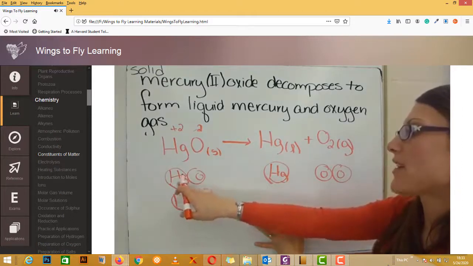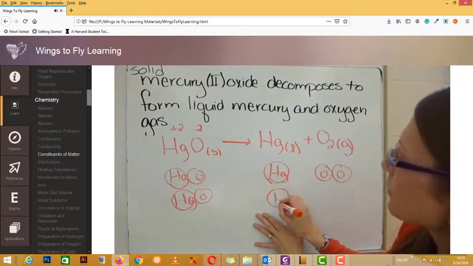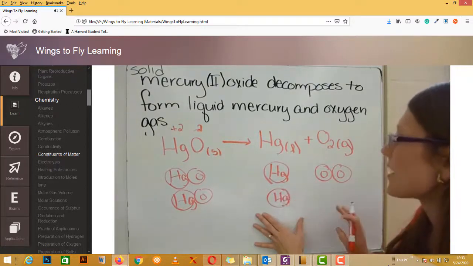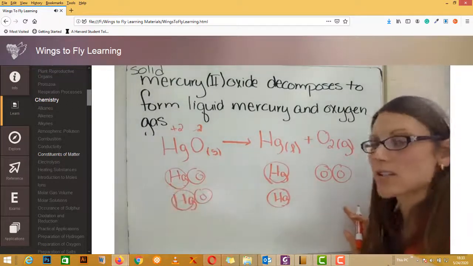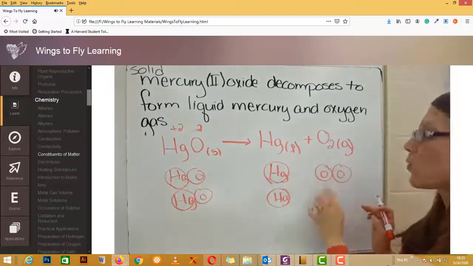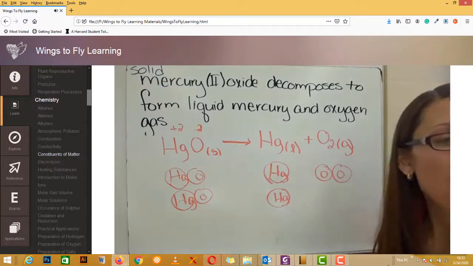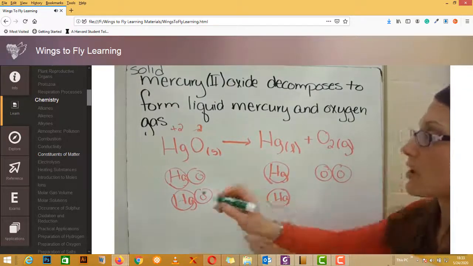Now I need to address the fact that by doing that, I have 2 mercury on the left side, only 1 on the right. So I'll add another mercury and check myself. 1, 2 mercuries on the left, 1, 2 mercuries on the right, 1, 2 oxygens on the left, 1, 2 oxygens on the right. Beautiful.